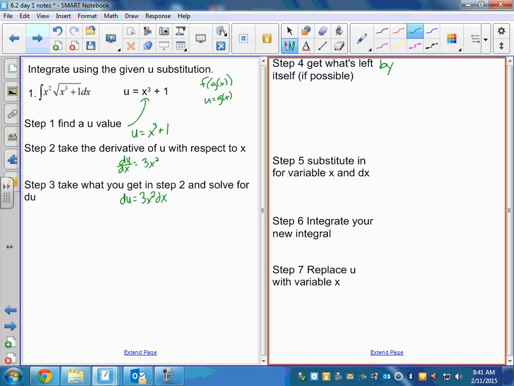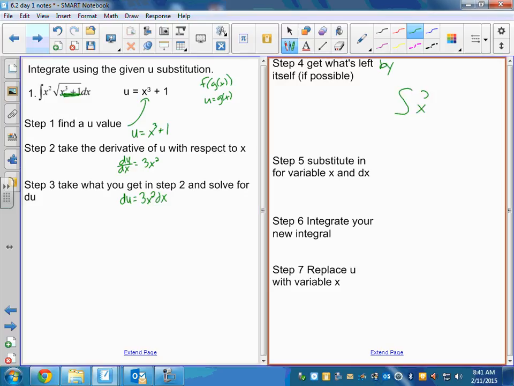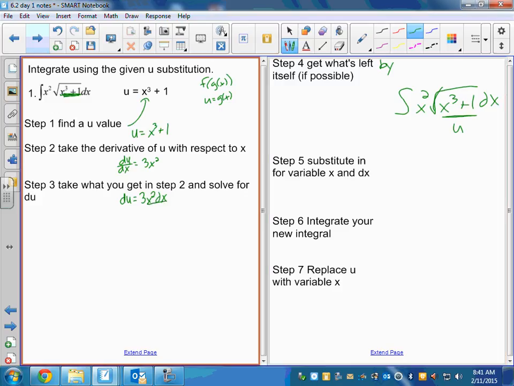So you notice if we wanted to sub in for our u, this would be u. So I'm going to write that again over here: the integral of x squared times the square root of x cubed plus 1 dx. This would be u. What I mean by step 4 is what doesn't match, move over to the other side. You notice we have an x squared and a dx here, and over here I have an x squared and a dx. So step 4, I mean get what's left outside the integral by itself, or move the extra stuff to the other side.